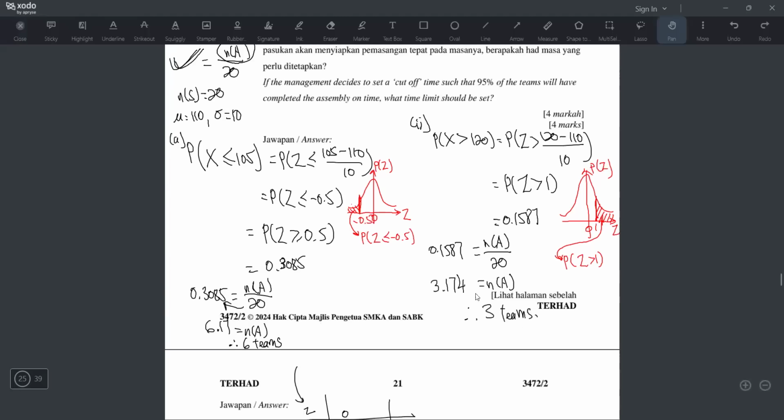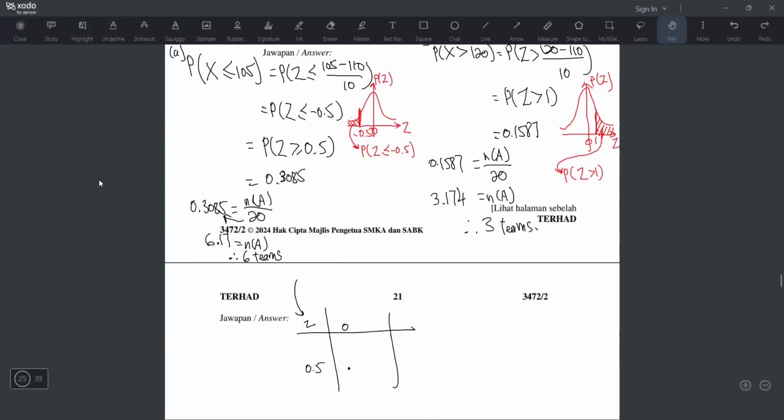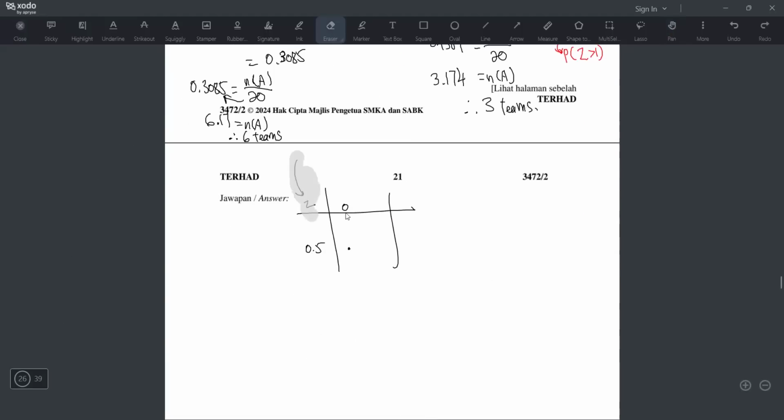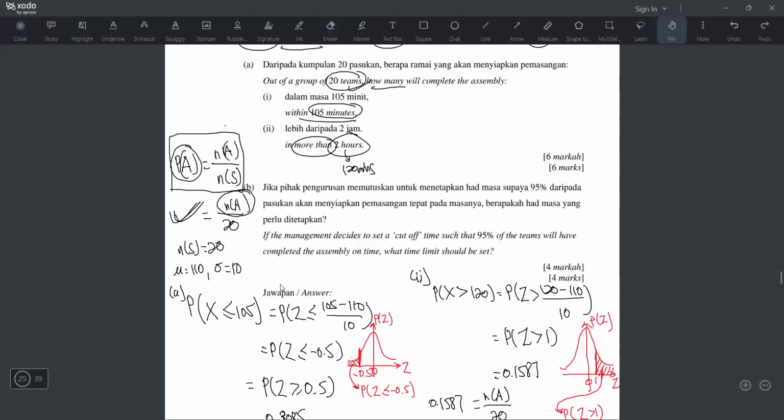Okay, so remember, the number of teams is like quantity. Quantity means it has to be an integer. Integer means no fractions, no decimals. So you have to round off. Okay, done. Now we can do B.